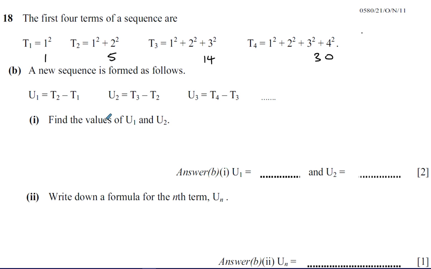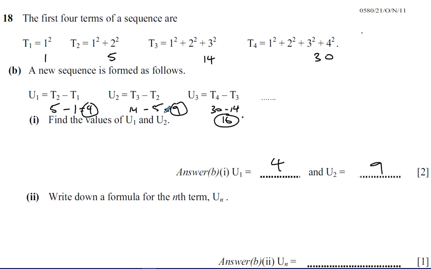The new sequence is basically where you take the second term of the first sequence minus the first term. So U1 is going to be 5 minus 1, which is 4. And U2 is going to be 14 minus 5, which is 9. And if you want to see what's going to happen next, you're going to have 30 minus 14, which is going to give us 16. So you can see that there's 4, 9, 16.